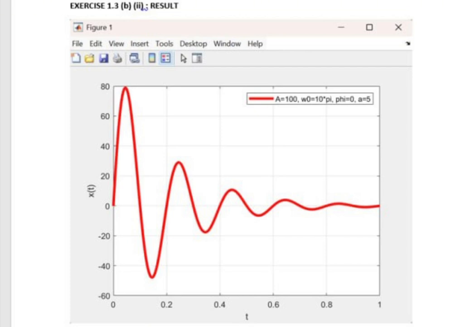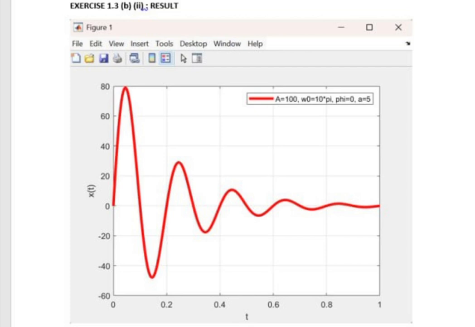At the beginning, the wave has a high amplitude because the amplitude value is 100. The signal oscillates in sine wave form due to the sine function in the equation. However, because the damping value is 5, the amplitude decreases very quickly over time. The exponential term causes the wave to lose energy gradually, making the peaks become smaller and smaller.